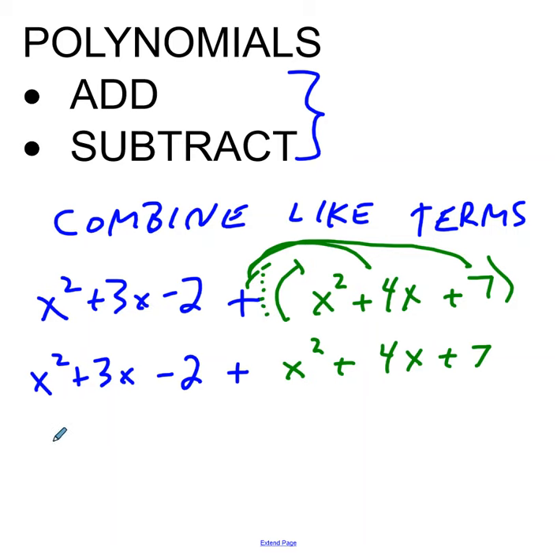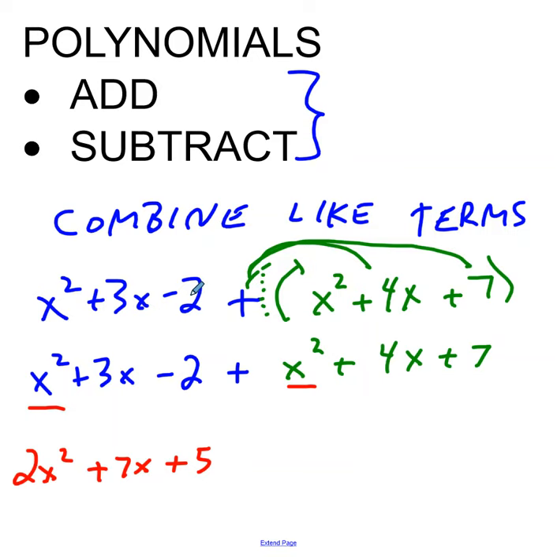And now we just combine like terms. Like terms have exactly the same variable to exactly the same power. We combine x squared and x squared: 1x squared plus 1x squared gives me 2x squared. 3x plus 4x gives me 7x. Minus 2 plus 7 gives me plus 5. That would be adding polynomials, and that's all we do, combine like terms.